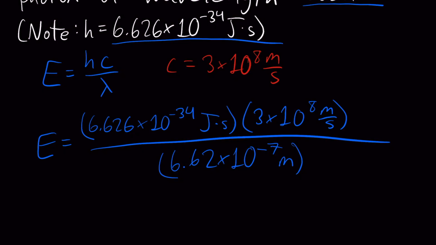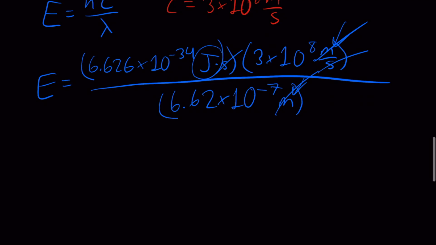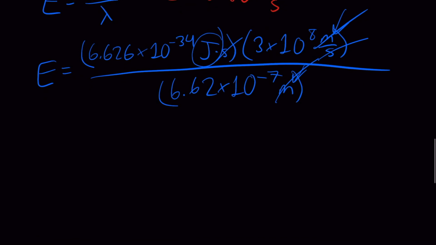Why? Because in the problem we got meters and meters, and we can cancel that out. So we're just left with joules, right? We can cancel out the seconds. So now we just have joules. You always want to do this to make sure you got the right units and everything's good. I believe that's called stoichiometry.